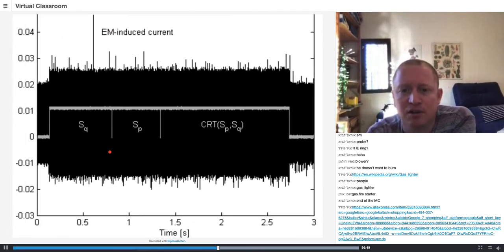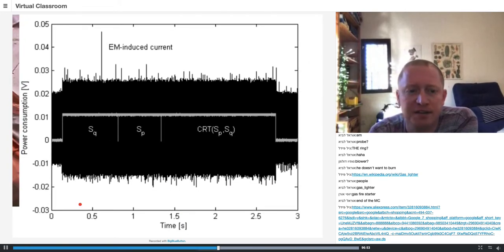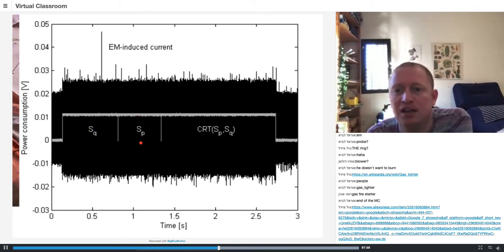So let's look at this figure from the graph. The x-axis is the time, and the y-axis is the power consumption. They connected the power measurement probe to the device. And they see here that, first of all, the device is doing exponentiation modulo Q. Actually, it's signing modulo Q, signing modulo P, and then it's doing the CRT combination step to combine the two.